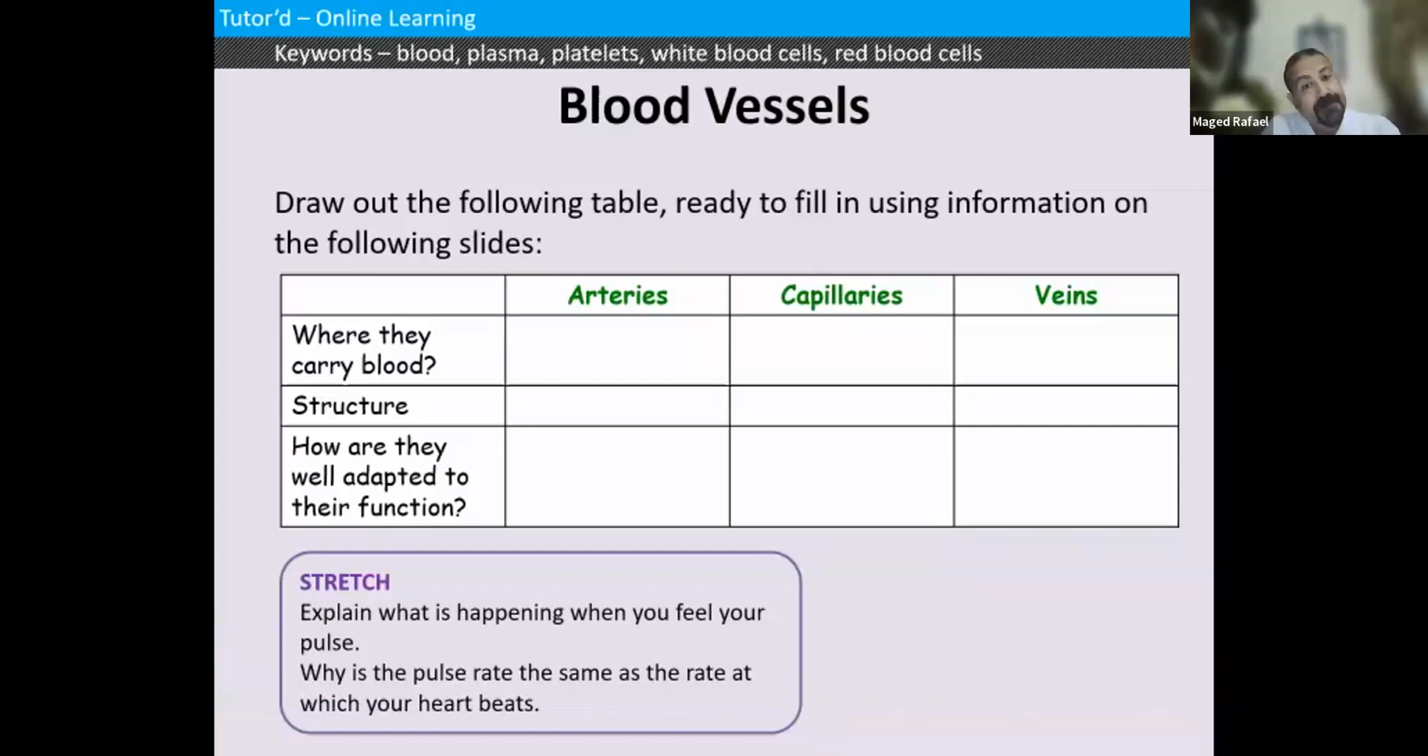Last time we mentioned that the basic components of the circulatory system are the heart, blood, and blood vessels. Now it's time to talk about different types of blood vessels in the body.